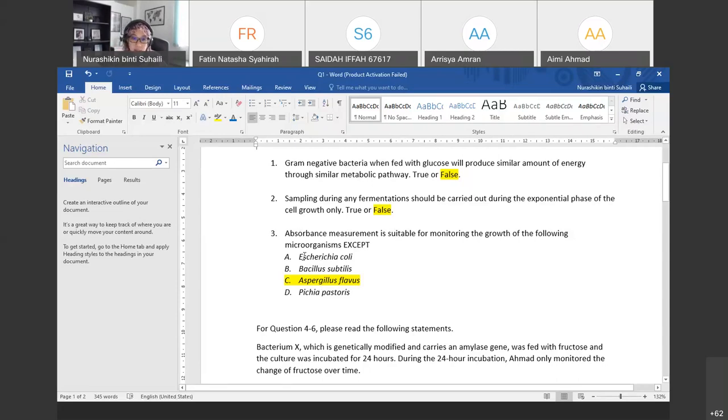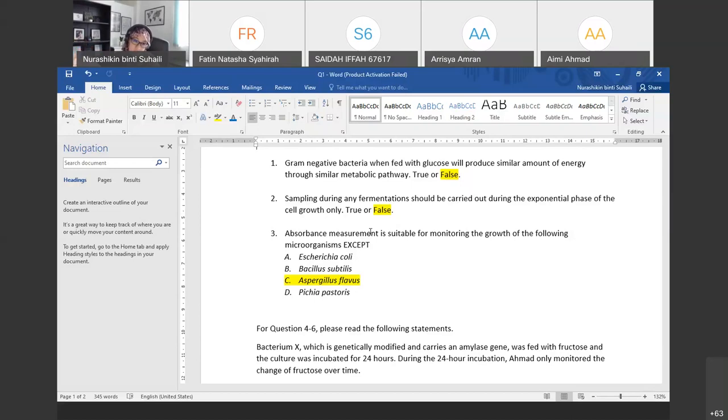Bacteria, Escherichia coli, Bacillus, it's fine actually, because you don't have problems. Pichia also not really a problem. You can still measure the growth using absorbance measurement, but not for Aspergillus flavus, because Aspergillus flavus is a fungus. In this case, you have to understand that absorbance measurement is only suitable for those that do not aggregate. For Aspergillus flavus, I think we studied about the nature of the cells in the first lecture. The nature of the fungi in general, they are filamentous.